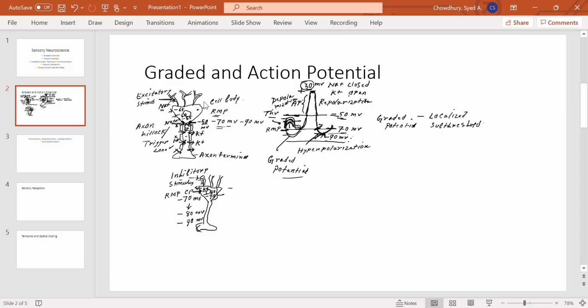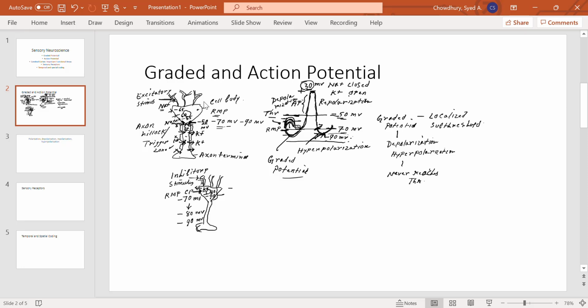Make sense? So a graded potential could be either depolarization of the membrane or hyperpolarization, depending on the type of stimulus. But it will not reach threshold, never reaches threshold. So it is subthreshold, and will not produce an action potential.